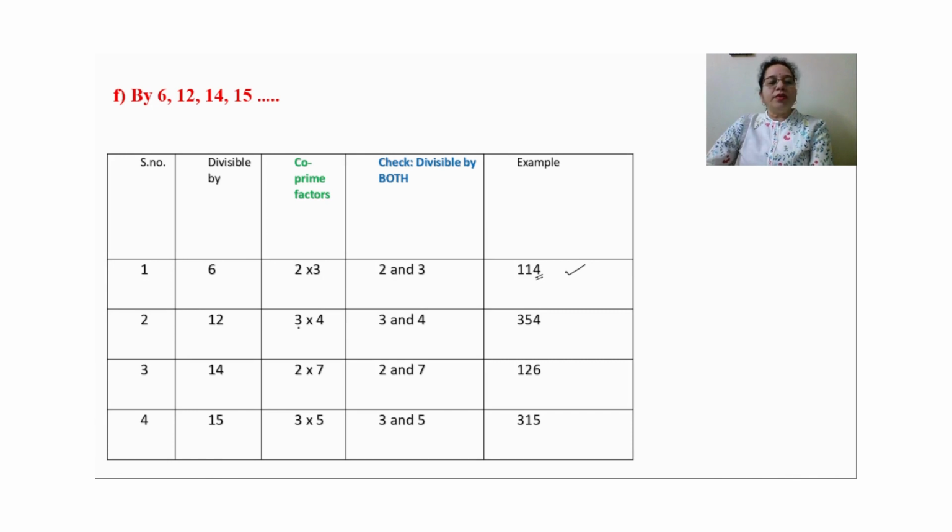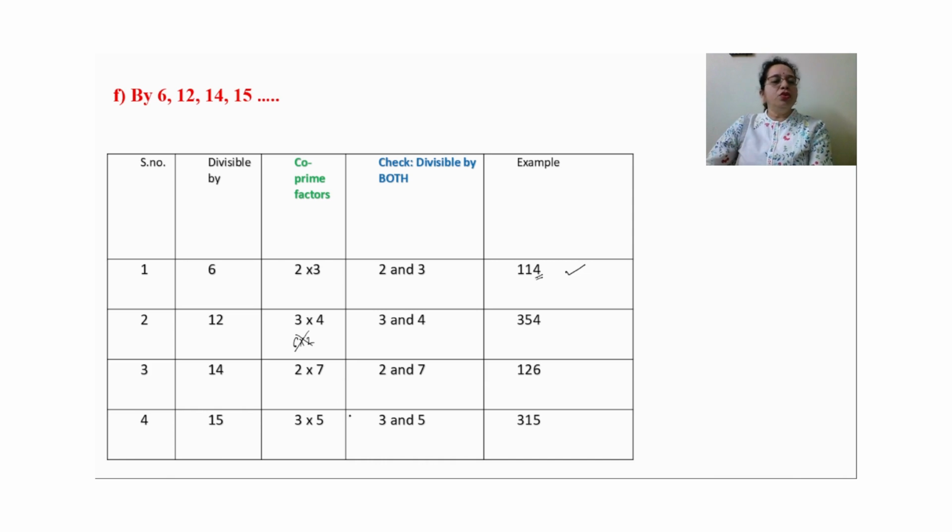Co-prime factors of 12 are 3 and 4, 3 fours are 12. Don't take 6 twos are 12 because these are not co-prime. So 3 fours are 12. The number should be divisible by 3 also and 4 also. Then only the number will be divisible by 12. Co-prime factors of 14 are 2 and 7. So the number should be divisible by 2 also and 7 also. Then only the given number will be divisible by 14. Similarly, co-prime factors of 15 are 3 multiplied by 5. So the number should be divisible by 3 also and 5 also. Then only the number will be divisible by 15.